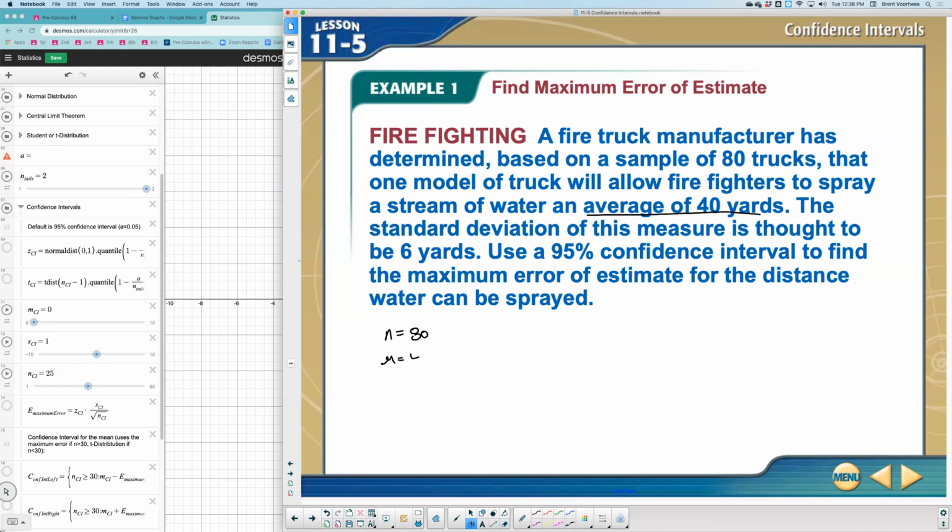Whoops. Mean of 40 yards. And we have a standard deviation of 6. Now we want to have a 95% confidence interval. All right, so now what do we do with that confidence interval?